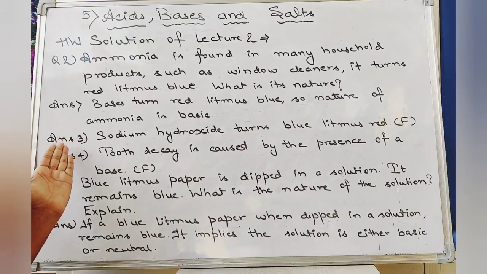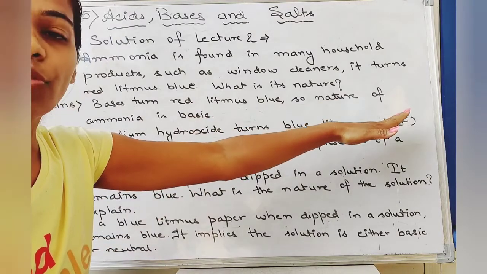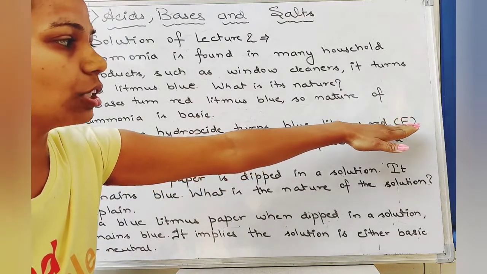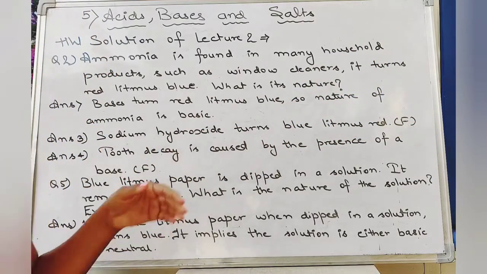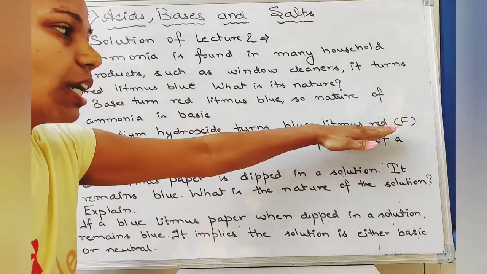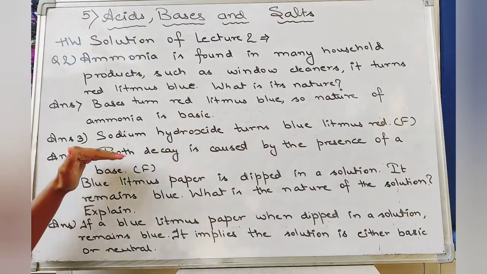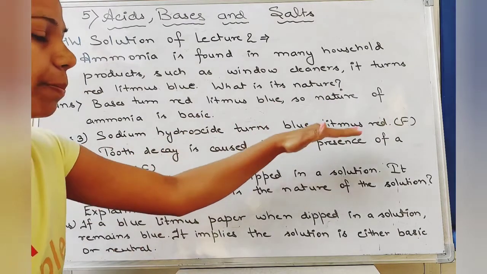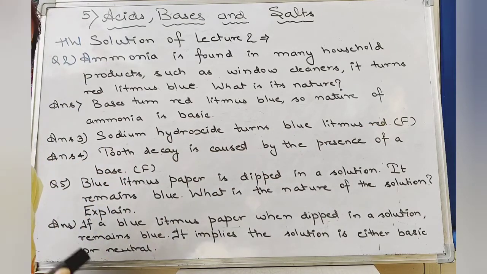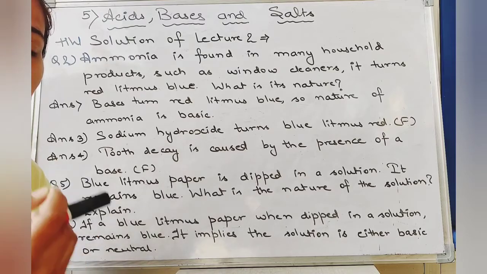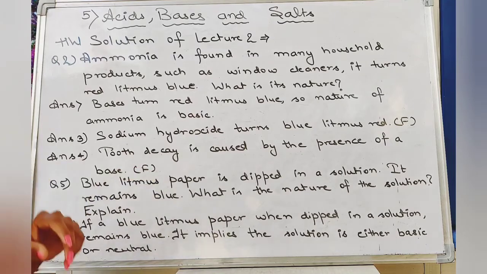Okay. Answer 3: sodium hydroxide turns blue litmus red. It was a true or false statement. So this statement is false, because sodium hydroxide is basic in nature. So it will not turn blue litmus red, but it will turn red litmus blue. Answer 4: tooth decay is caused by the presence of base. No, it is caused by the acids produced from the food particles that remain in our mouth. So this is also a false statement, children.